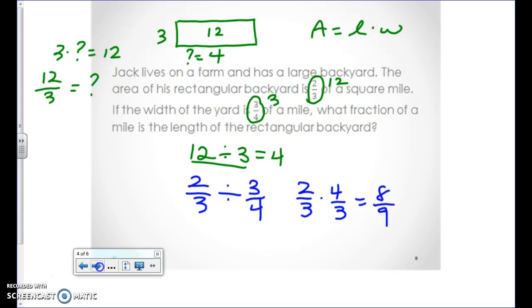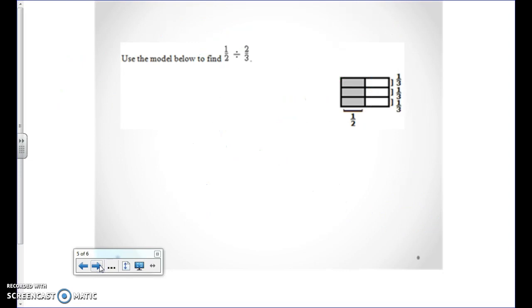8/9, multiply straight across. 8/9. So what fraction of a mile is the length? 8/9 of a mile. 8/9 miles. Okay.